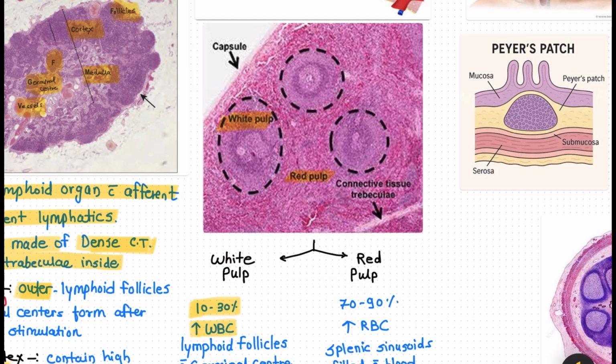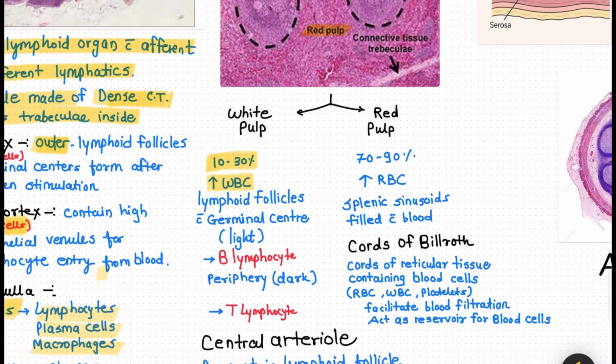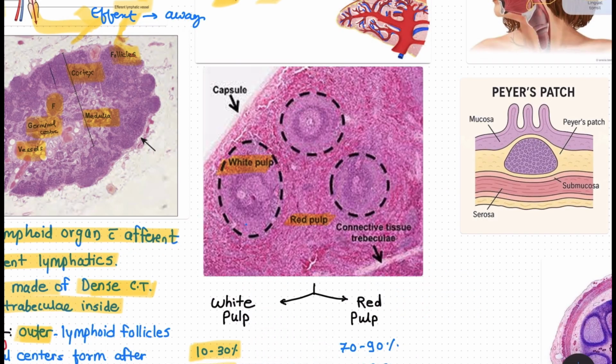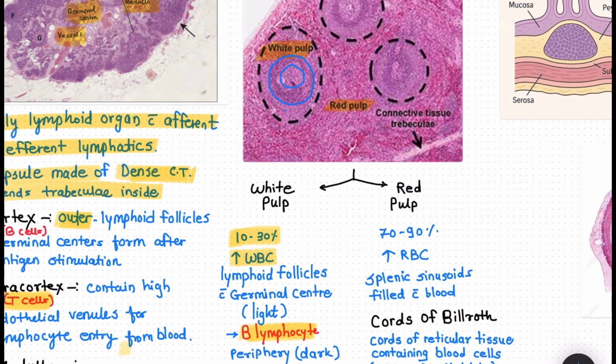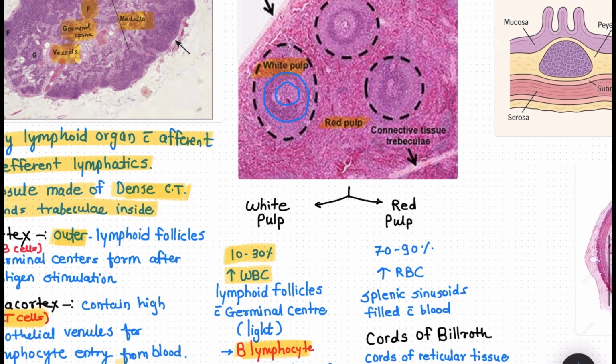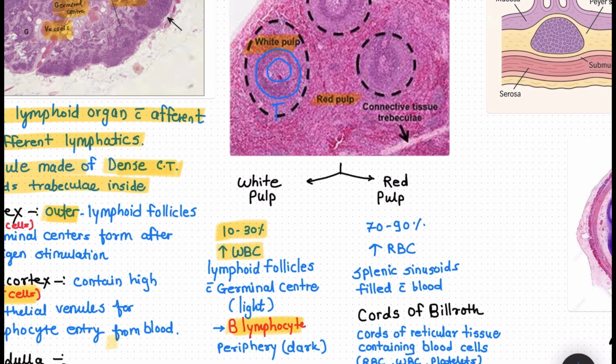In white pulp, the lymphoid follicles have a center that contains B lymphocytes, and the periphery, the darker area, is T lymphocytes. This white pulp contains a central germinal center which is lighter in color, and the periphery has a darker color. In the light colored center, B lymphocyte maturation happens, and in the periphery T lymphocytes get matured.